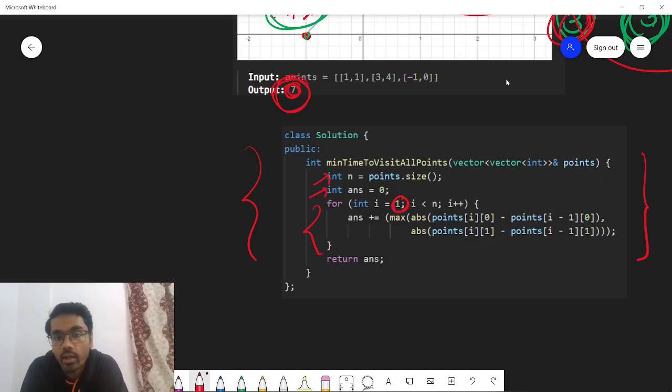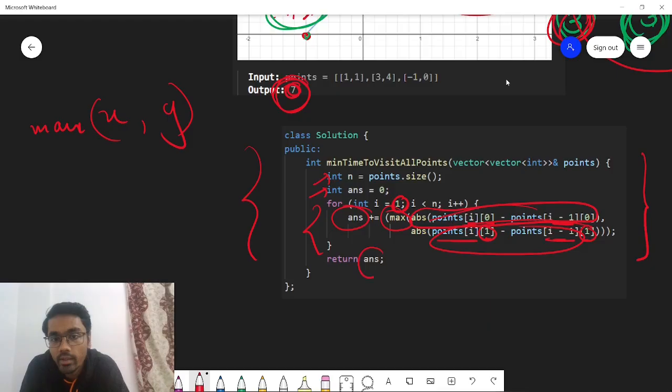Now what we are doing is taking the maximum value between the differences in the x and y coordinates, and also making sure that we take the absolute difference, because we can get negative values as we have negative points as well. So the absolute difference between point of I comma 0, this is the x part, and I minus 1 comma 0. And for the y part, the absolute difference between point of I comma 1 and point of I minus 1 comma 1. So this is the y coordinate. Whatever gives you the maximum value, just take that and increment your answer by it. In the end, just return the answer.